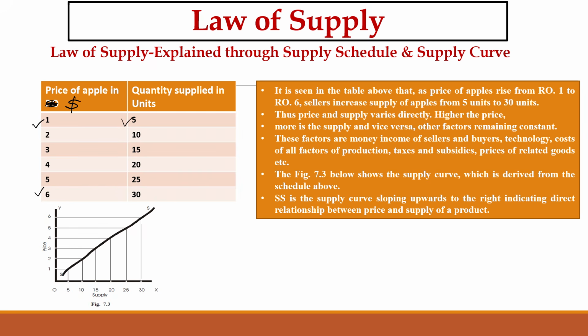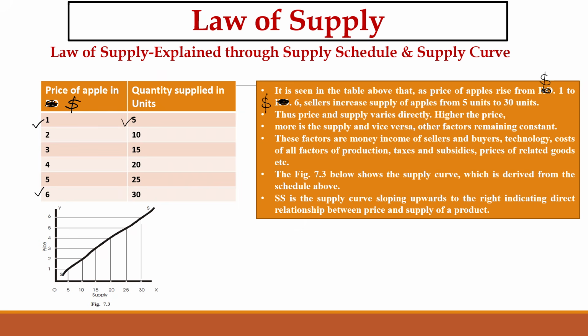So it is seen in the table that as the price of apple rises from $1 to $6, the seller supplies apples from 5 units to 30 units. So when the price is 1, the supply is 5. When the price increases to 6, the supply also increases to 30. So thus the price and supply vary directly. There is a direct relationship. With price increase, supply also increases.